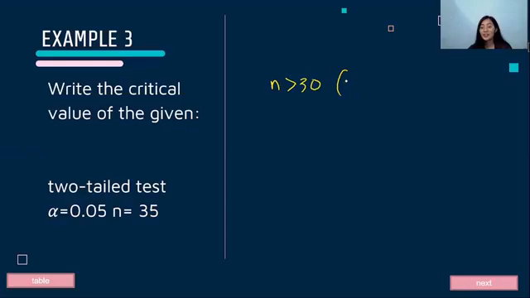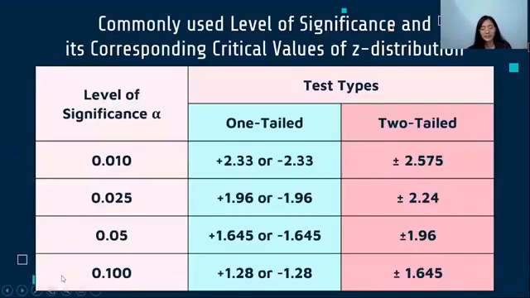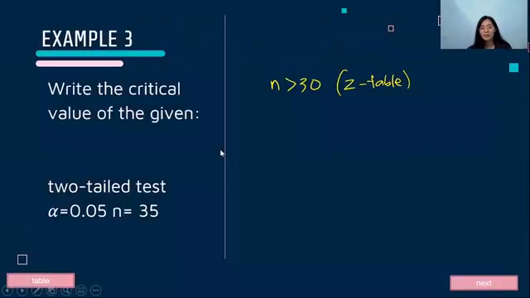All right, so we're going to use the Z table or Z distribution table. So going back to our table earlier, take a look at this table and then comment down below your answer. What is the critical value of our given? Right, so going back to our given here. So I'll give you time to type in your answer. Let's see if you got it.